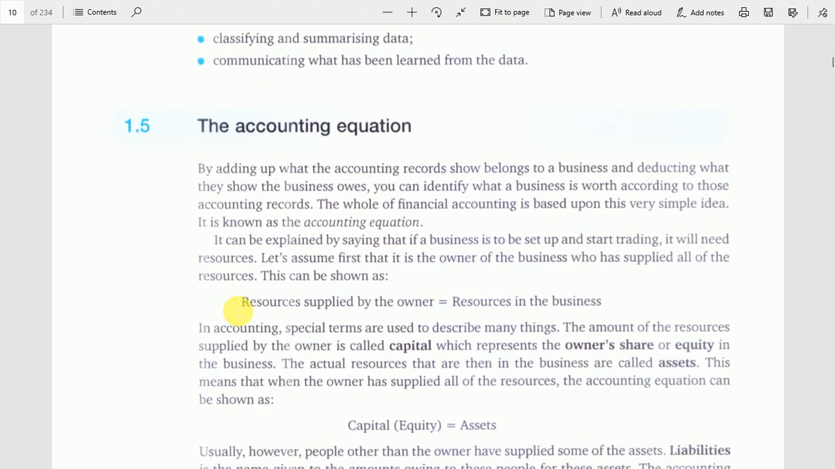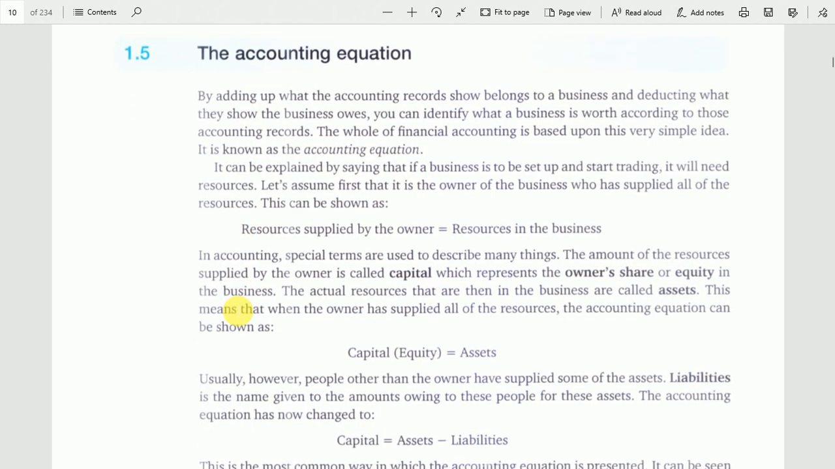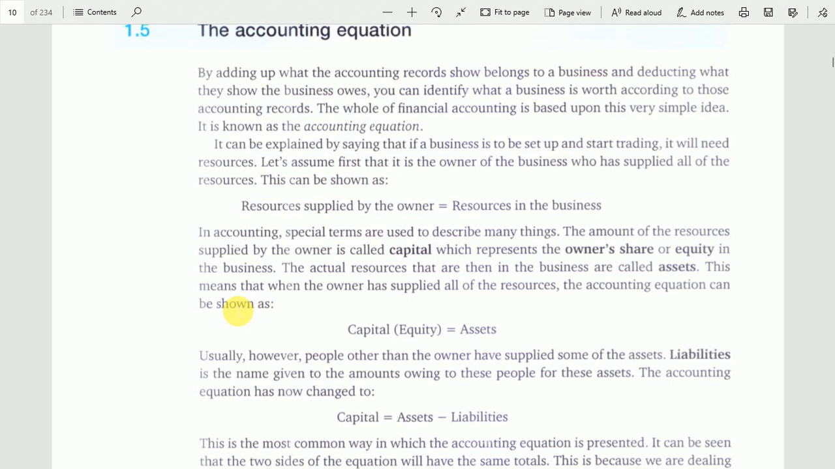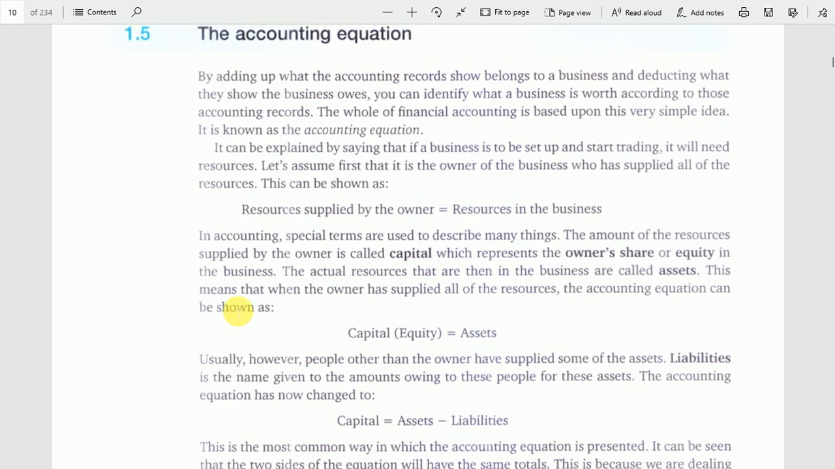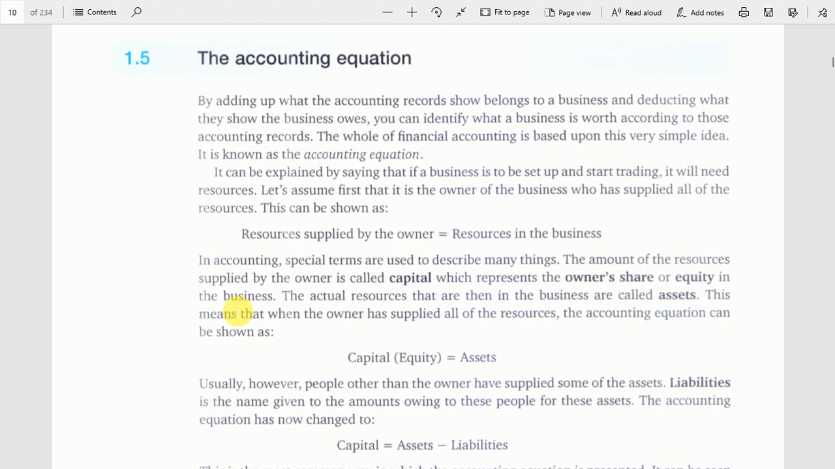Here comes the accounting equation. As you know, every business has a certain amount of assets, they have liabilities, they have capital in place, they have revenues coming up, and they have profits returning year by year. So by adding up what the accounting records show belongs to the business and deducting what they show the business owes.